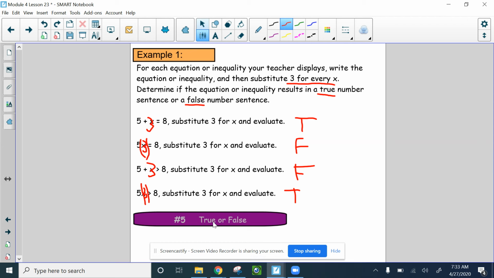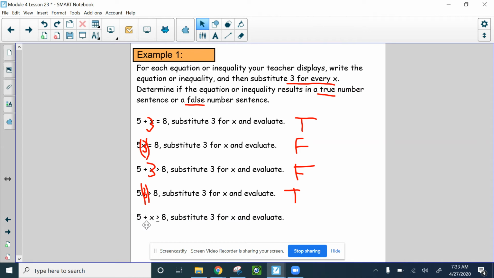For our last one here, I want to know 5 plus x is greater than or equal to 8. And I want to substitute again in 3 for x. So if I put a 3 in this place, I want you guys to now determine, is this a true or a false number sentence? Because of this line right here underneath on the bottom, I know it could be greater than or it could be equal to it. So 5 plus 3 equals 8. So is 8 greater than or equal to 8? Because of that line saying it could be equal, that would be a true number sentence.